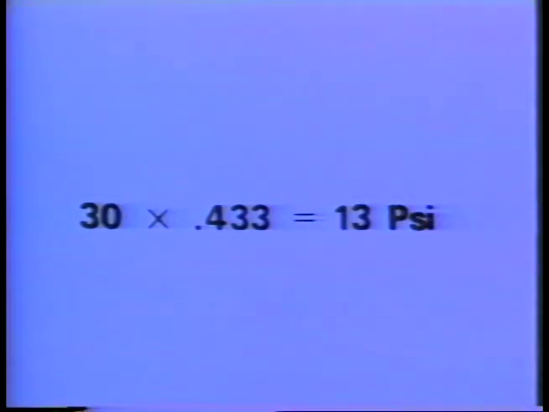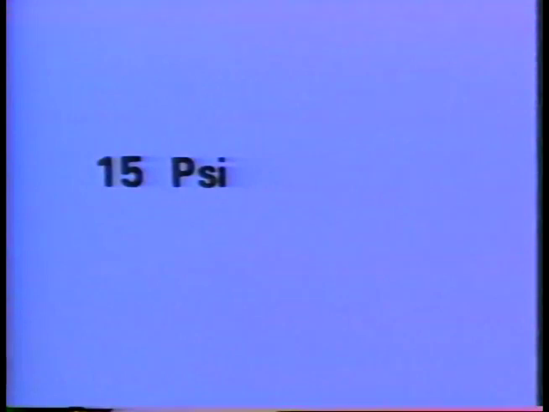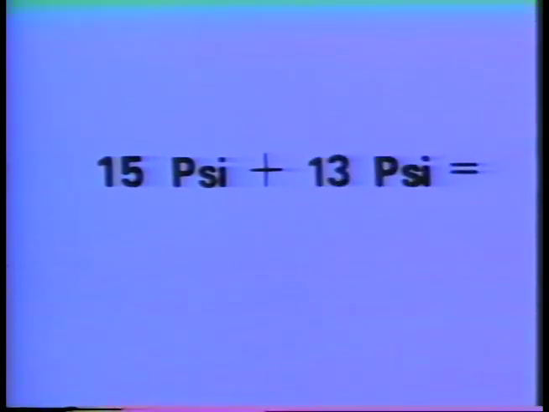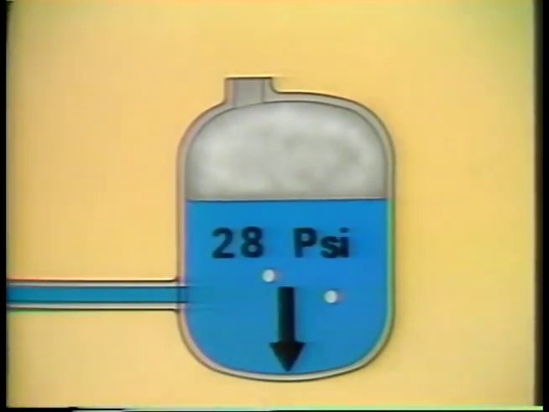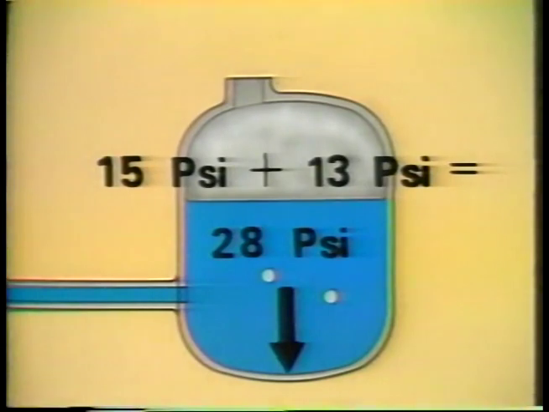Let's say the storage tank has 30 feet of water in it. The pressure exerted by the 30 feet is 30 times 0.433, or approximately 13 psi. Let's say the steam blanket exerts 15 psi. So the pressure due to these two factors is 13 plus 15, which equals 28 psi. What's important here is that the pressure on the bottom of the tank is the sum of all the sources of pressure in the tank.